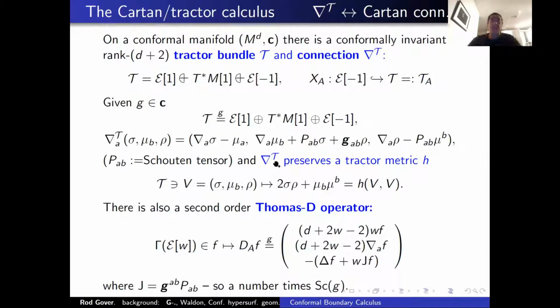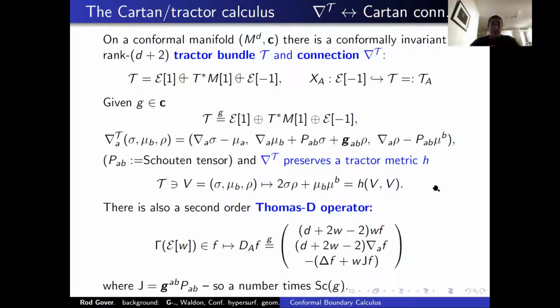And also this tractor connection preserves a tractor metric. So if your original metric had signature PQ, this has signature P plus 1, Q plus 1. And again, I'm giving the formula for the tractor metric as a quadratic form here. So this metric is conformally invariant, and preserved by that connection. So in conformal geometry with this stuff, you start to get a setup that's a bit reminiscent of Riemannian Ricci calculus surrounding the Levi-Civita connection.